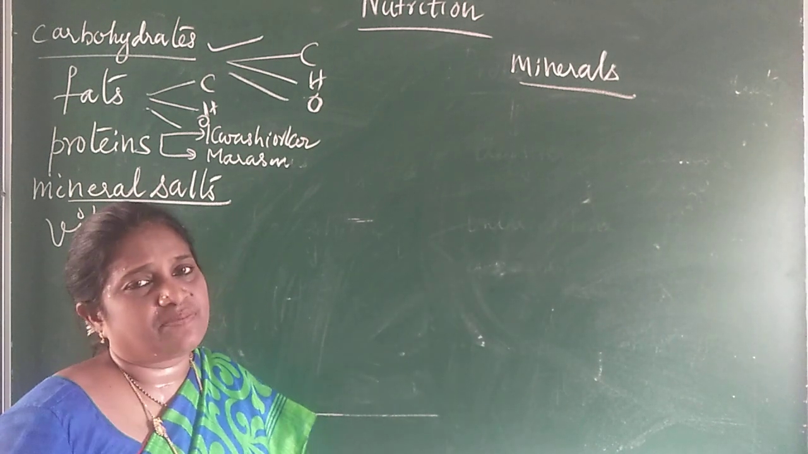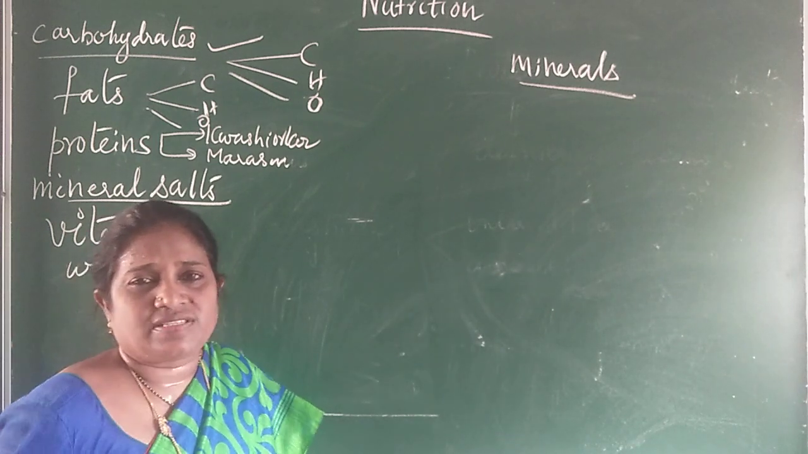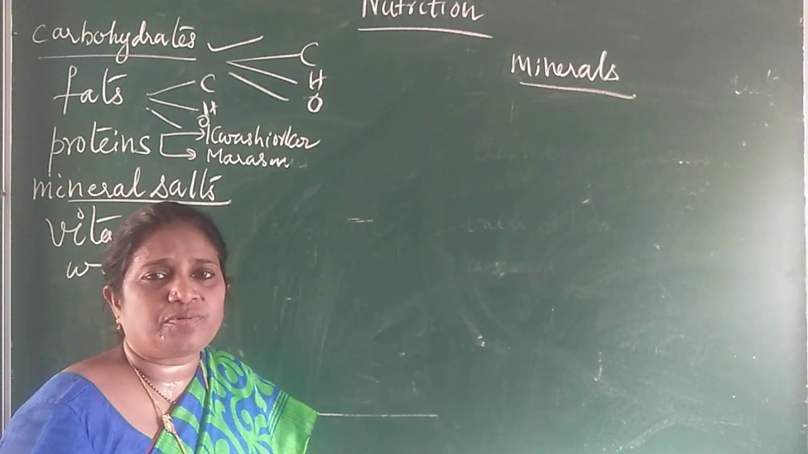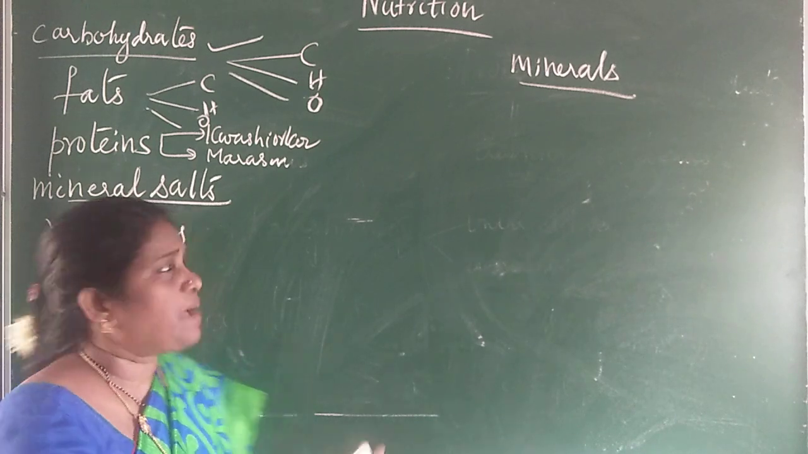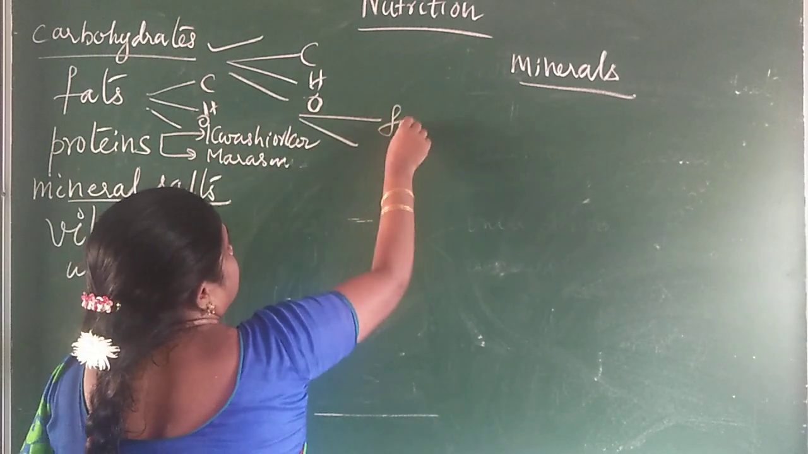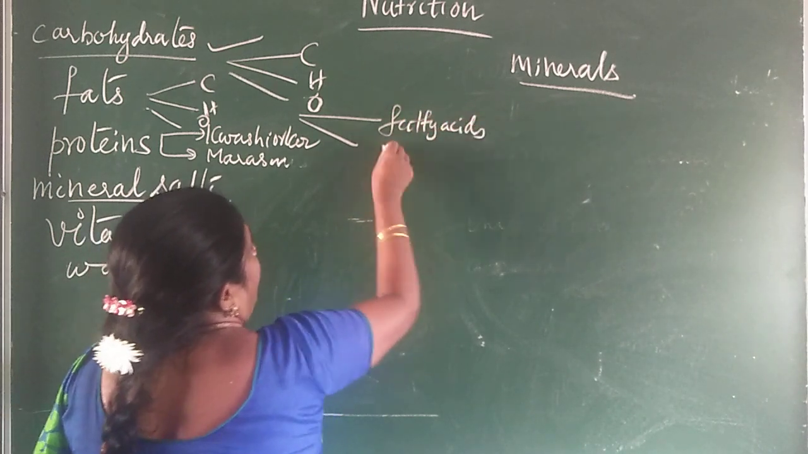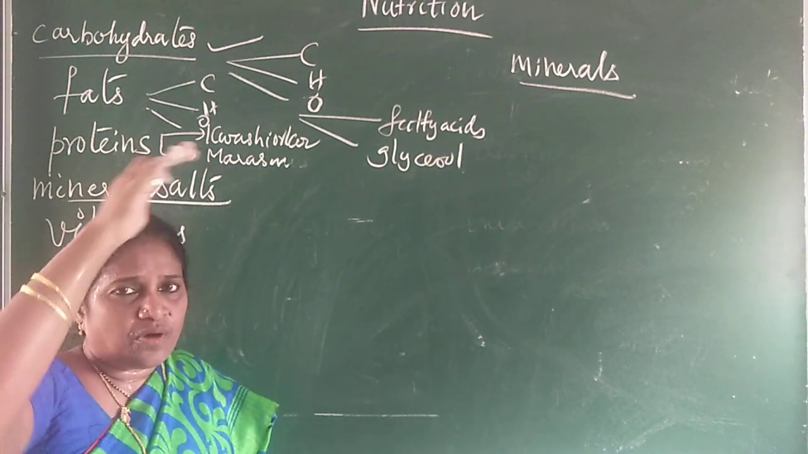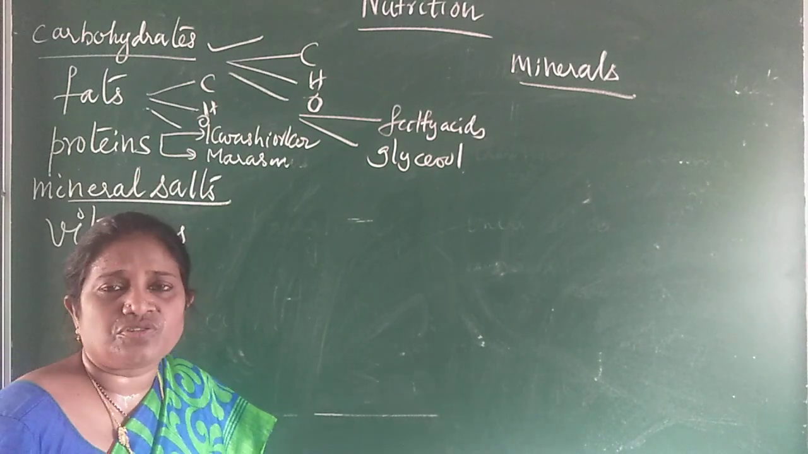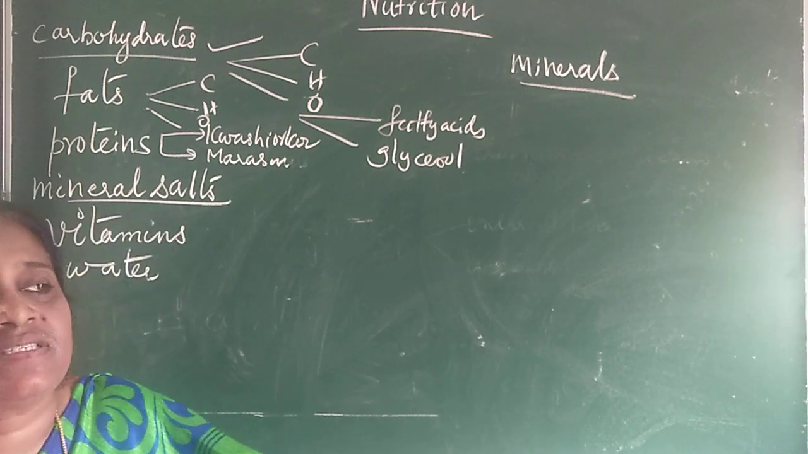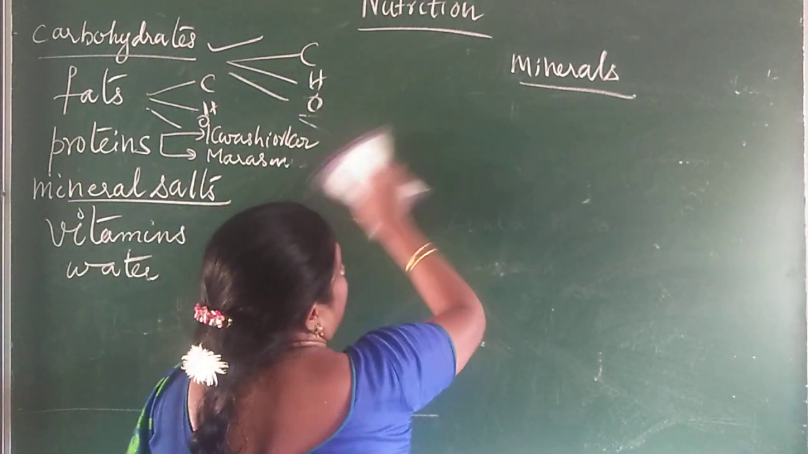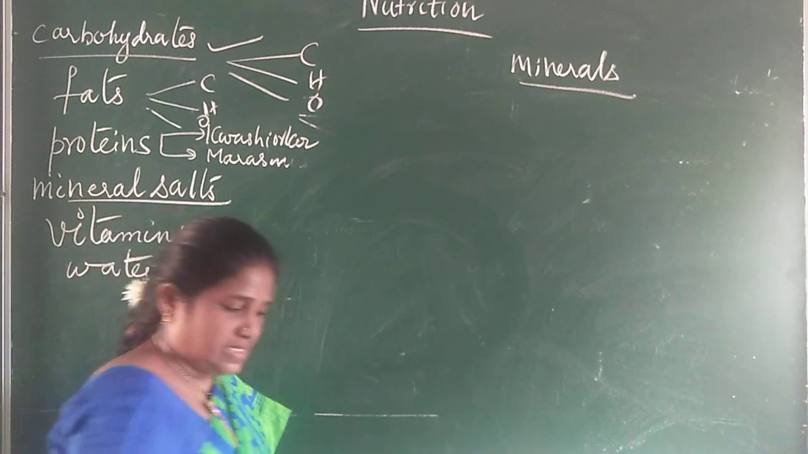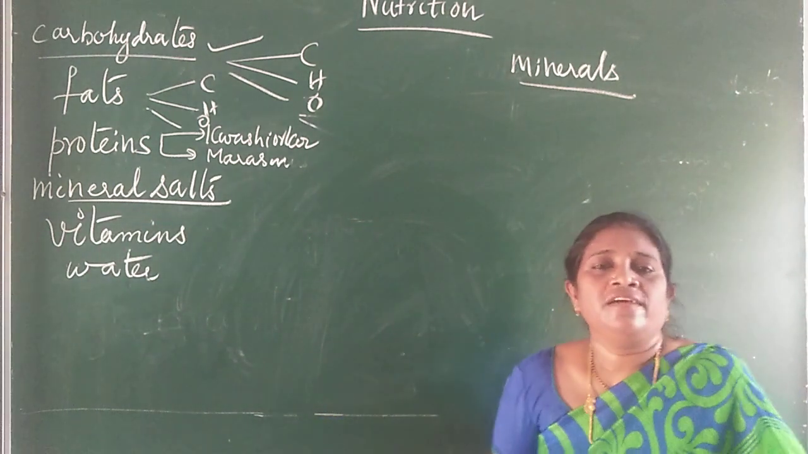And you know, minerals and vitamins are minor constituents. They are smaller molecules which are directly absorbed by the body, whereas carbohydrates, proteins and fats need to be digested. For example, fats are digested to fatty acids and glycerol. Proteins are digested, as I told you, into amino acids. Carbohydrates are broken down into simple sugar, glucose. Whereas minerals and vitamins are minor constituents which are easily absorbable, and there is no need of digestion because they are simpler substances.